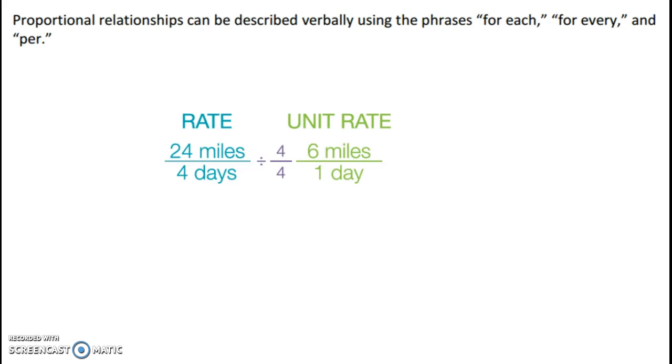Teachers should help students understand that the statement 6 miles for every day means 6 miles for every 1 day. 6 miles for each day means 6 miles for each 1 day. 6 miles per day means 6 miles per 1 day. This will help reinforce the meaning of unit rate.